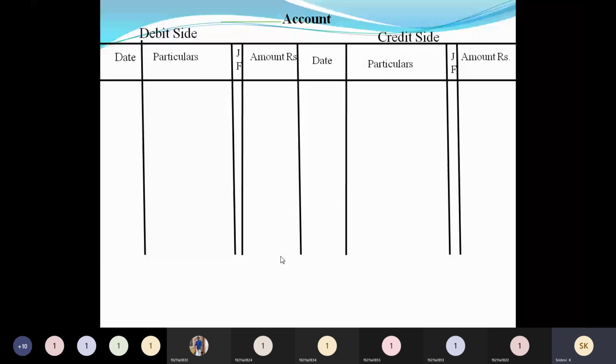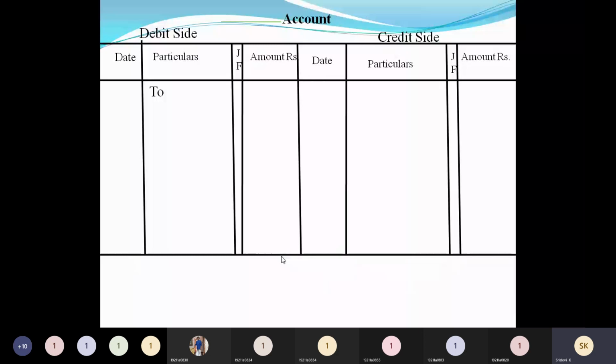Okay, so how you are going to show here on account names? Here on debit side, whatever the account that you are going to indicate, that will be prefixed with the word TO, and then you are going to write the account name, and you are going to show the amount in the amount column. So whatever the account that you are going to show on the credit side of the account, you prefix the word BY, and then write the account name and show the amount in the amount column. Okay, so date in the date column related with that particular account.